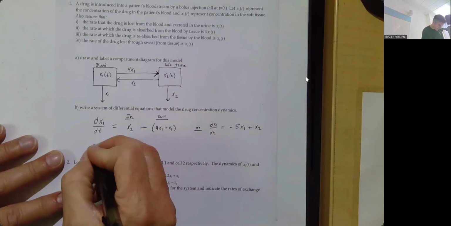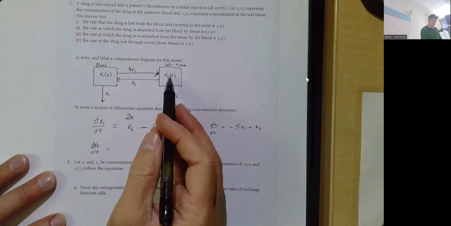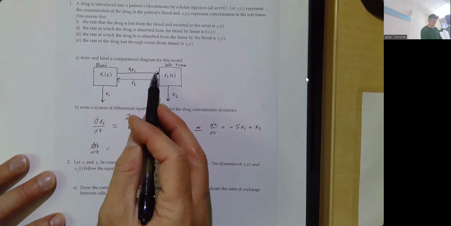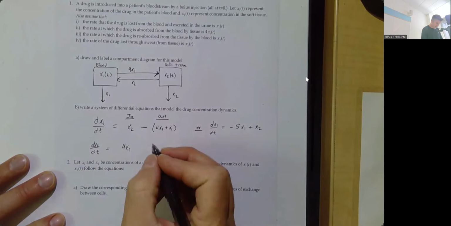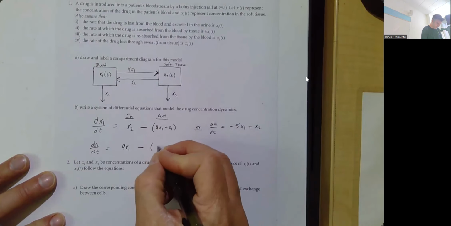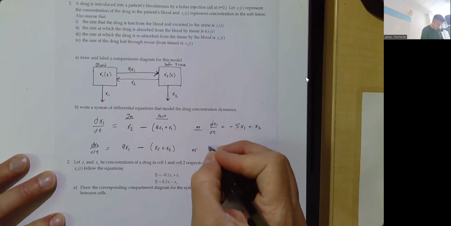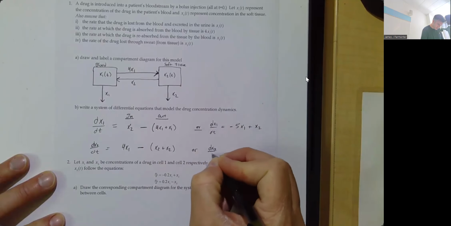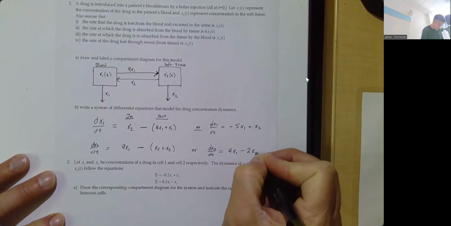Similarly, dx2/dt. Let's see, what's going into x2? Well, 4x1 is going in, and that's it. So we've got 4x1 going in. Out of it, I have x2 and another x2. And then writing this in the standard way, I would write it as dx2/dt equal to 4x1 minus 2x2.